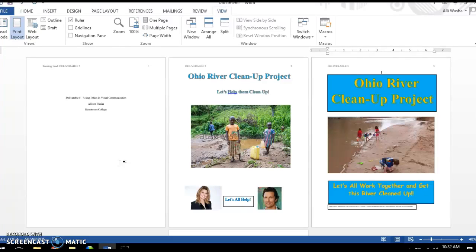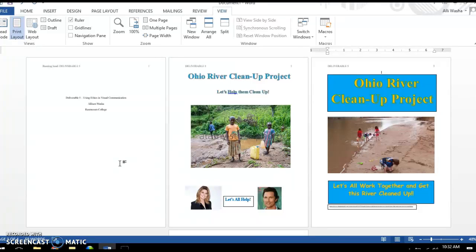The first poster created was definitely created to persuade viewers to help clean up the river, but not in the right way. The text on it says, "Let's help them clean up," which is not the way it should be said. The picture was chosen because it makes people feel bad for the African American children that are very skinny and darker than they actually are. The third way it tries to persuade viewers is by having the celebrity pictures at the bottom, implying that they are endorsing the message.